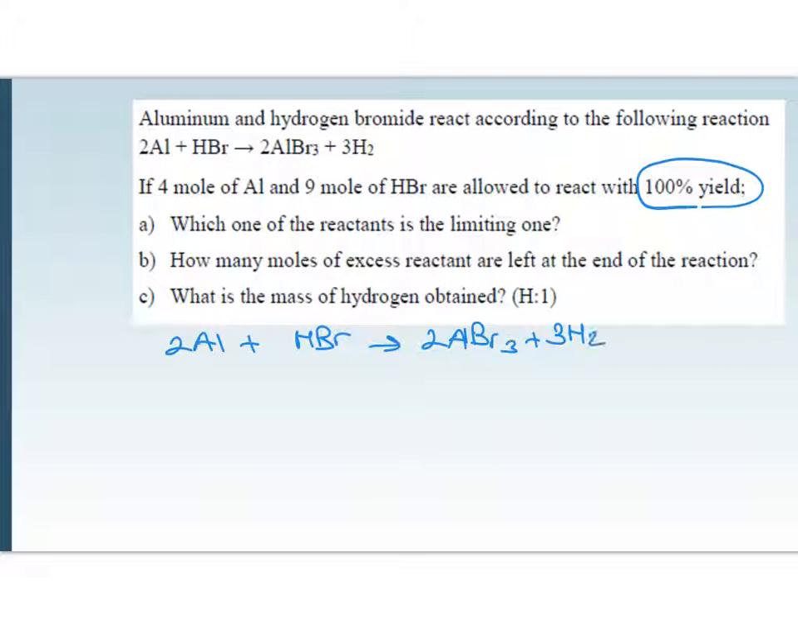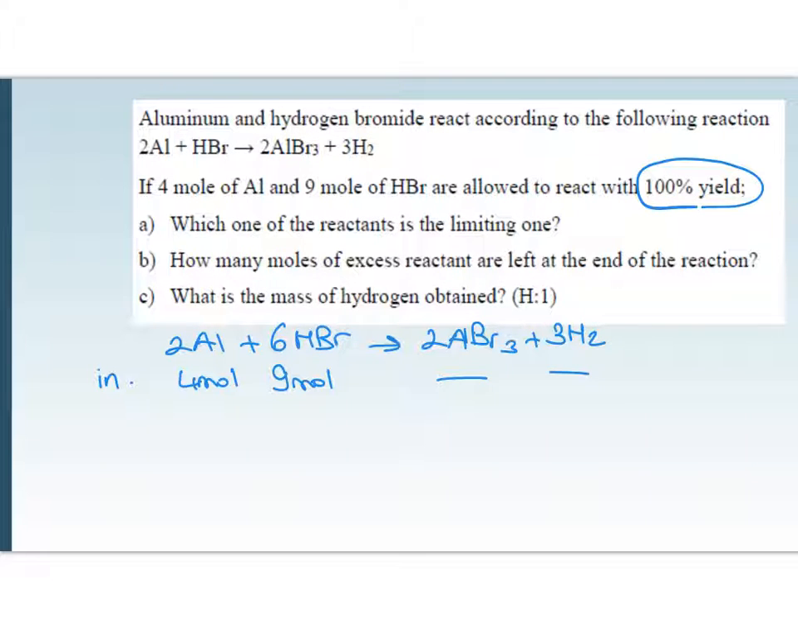hydrogen. When you're given a reaction like this, before starting the calculations, check whether it is balanced or not. Now in this case, this is not balanced. When you put 6 in front, then it is going to be balanced. Now I have my initial values: 4 moles of aluminium, 9 moles of hydrogen bromide, and in the beginning there is no product here.